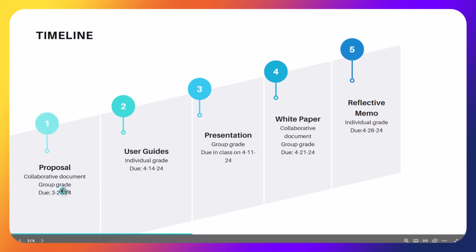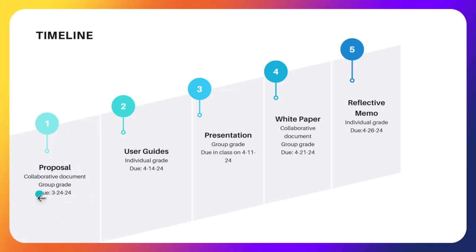You need to read that assignment description because I have very specific requirements for how to collaborate, but I need to be able to see everybody's contributions. Then you're going to create your user guides. This is an individual grade. Each member of your team will produce their own guide, but again, they need to come together logically as a collection. Then you're going to have an in-class presentation that is also a group grade, a white paper or report, which is a group grade, and then you'll write a reflective memo, which is an individual grade.